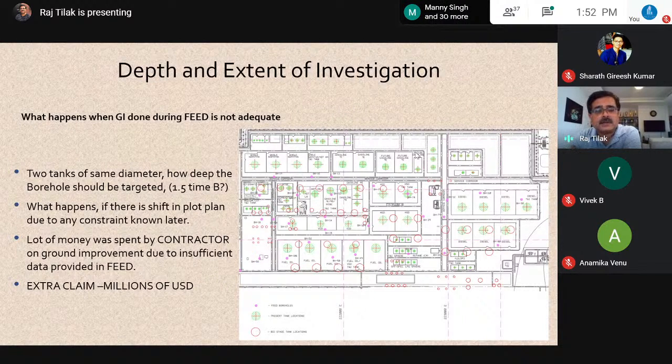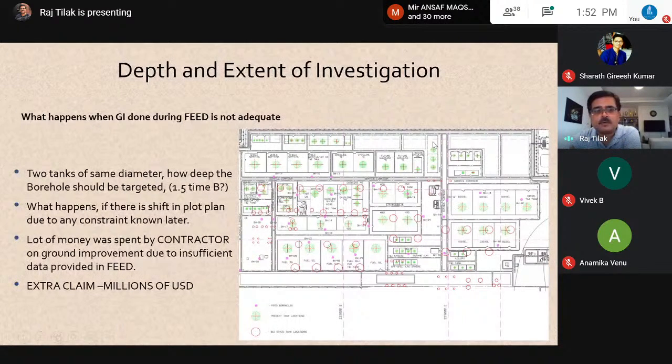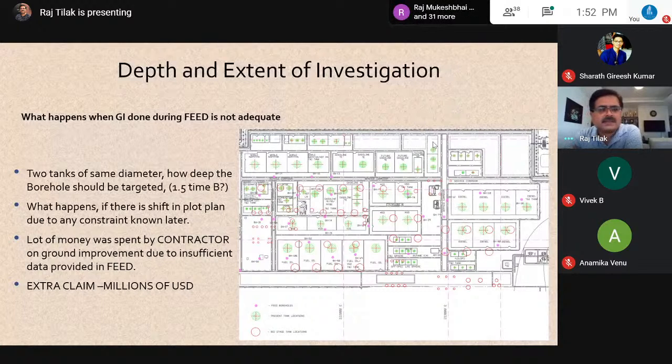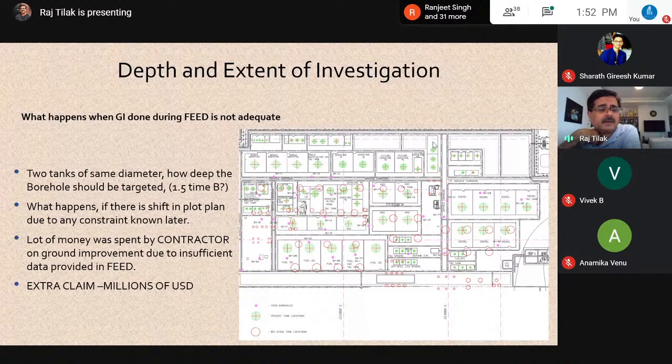The other drawback was that I wanted to pose this question, but because we are like a YouTube channel type thing happening, I wanted to ask, if B is, let's say, 40 meters, the tank width is, let's say, 100 meters, what is the guideline typically used to recommend the depth of investigation? As a thumb rule, people do follow 1.5 times B, but it does happen that you have a very wide foundation or a very large tank, but the height may be small.